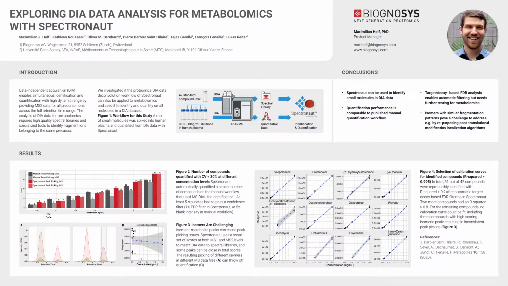As a first measure of quality, we looked at how many compounds could be quantified with a CV below 30% at different concentration levels in the dilution series. As you can see, Spectronaut performed at comparable levels to the manual MS-DIAL-based workflow that is published in this very recent paper.